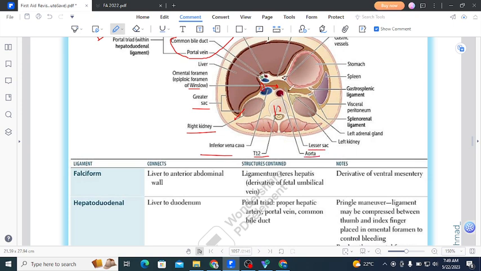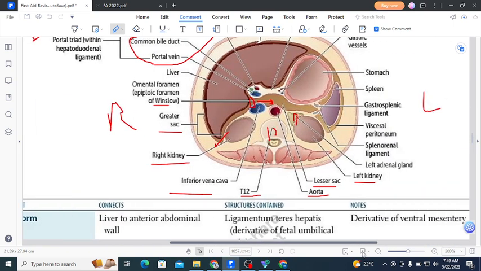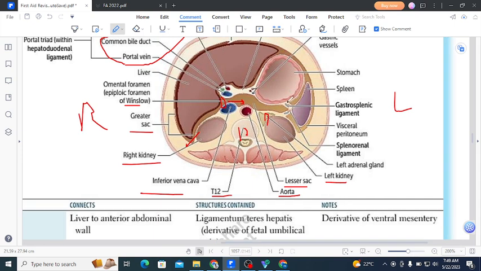The lesser sac is depicted in this picture like that. The left kidney is over here. This is the right side of the body, and the left side of the body. The left adrenal gland is over here. The splenorenal ligament. Okay, this is a beautiful thing. Here you can see the splenorenal ligament. This is basically the spleen, and this is the splenorenal ligament that is connecting the kidney to the spleen. The ligament between the left kidney and the spleen is called the splenorenal ligament.